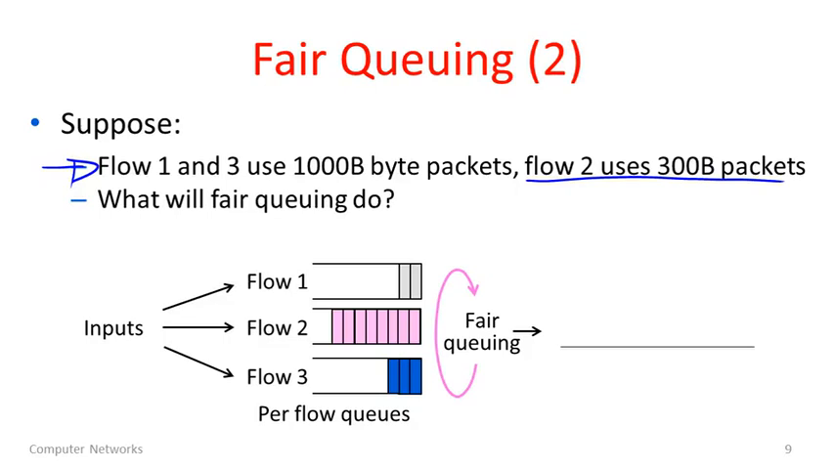But we're trying to take the packet sizes into account. So what will fair queuing do? So we want to work out the output order here. Well, what's it going to be? To do that, we need to compute the finish times.